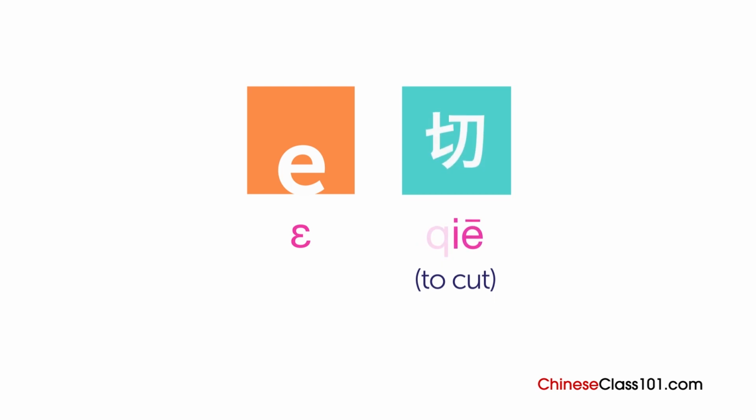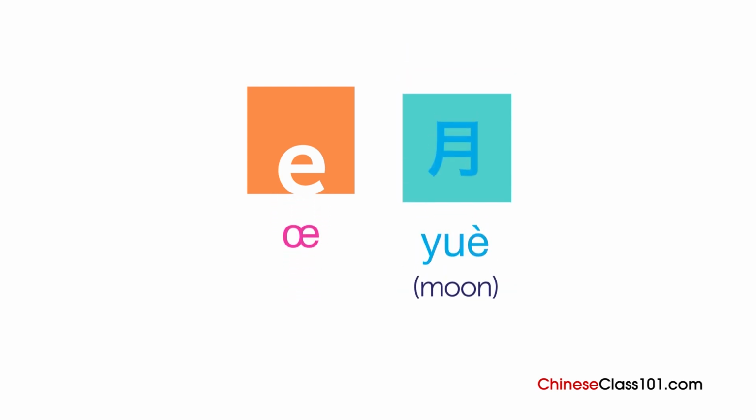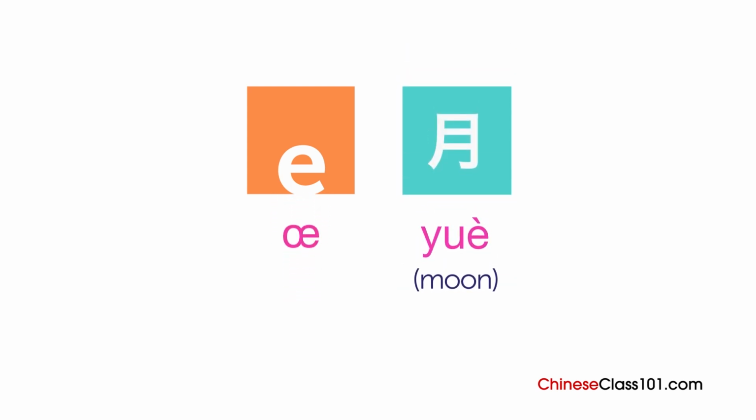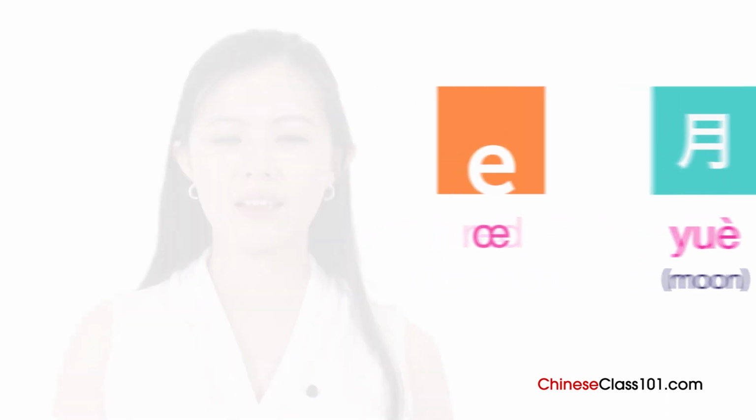When paired with the following, the E changes. 切. When paired like this, it becomes the E sound in red from before. 月. This is identical to the previous sound, but with rounded lips. Try saying the E in red while rounding your lips. Now listen to how Yinru says it.